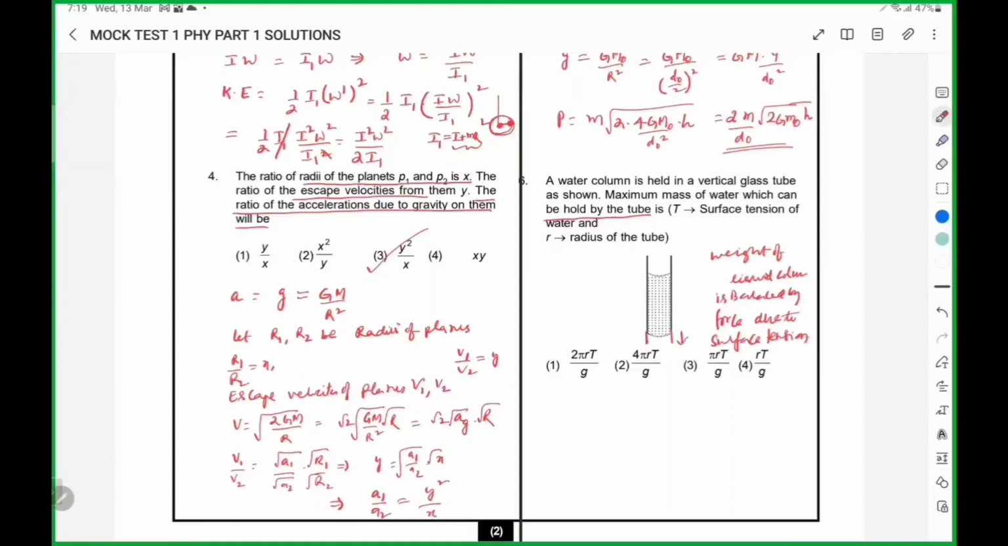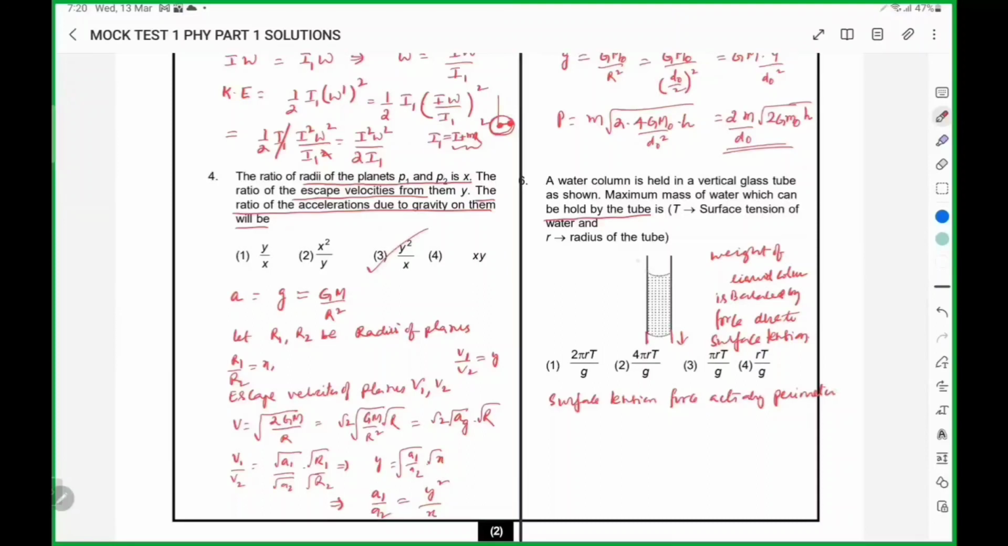So here it is. In which direction does surface tension force act? Surface tension force acts along the perimeter.